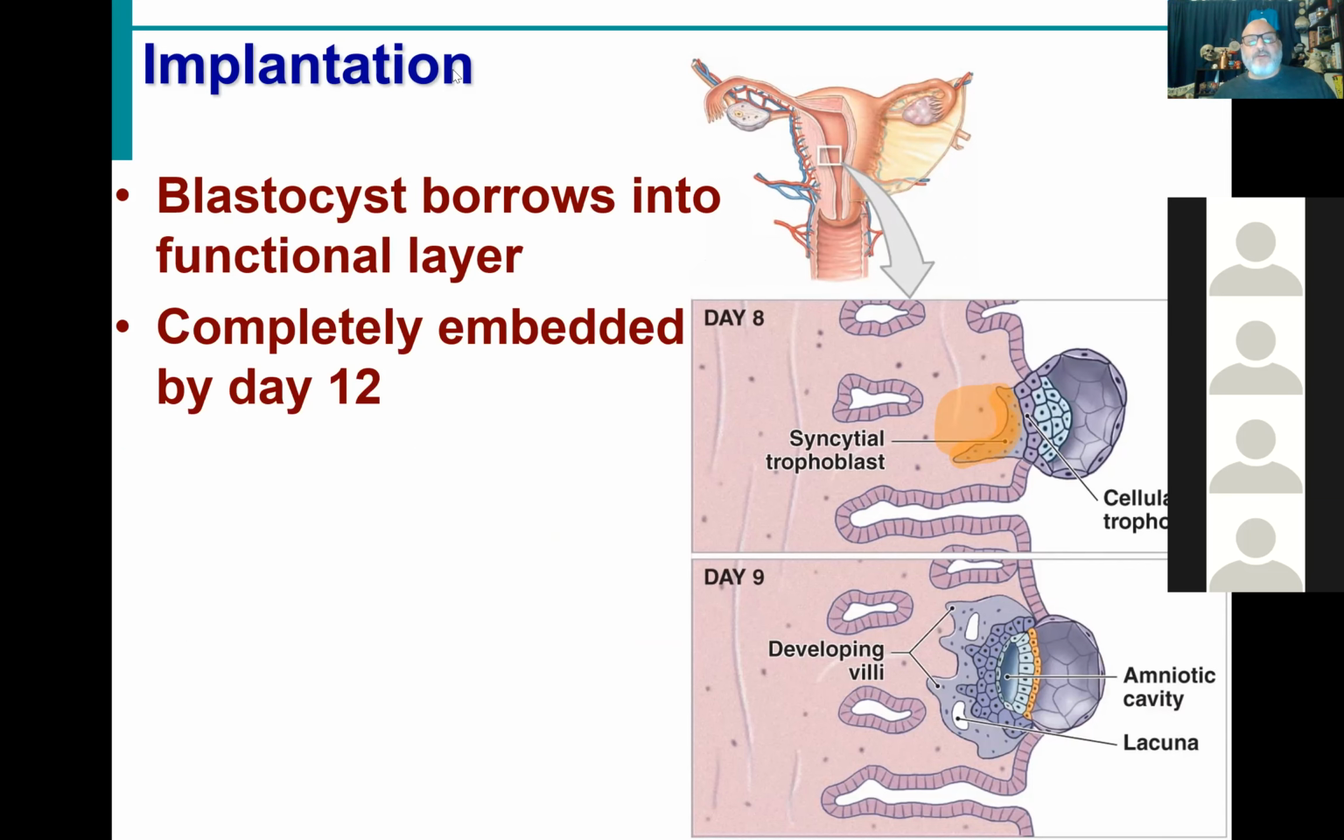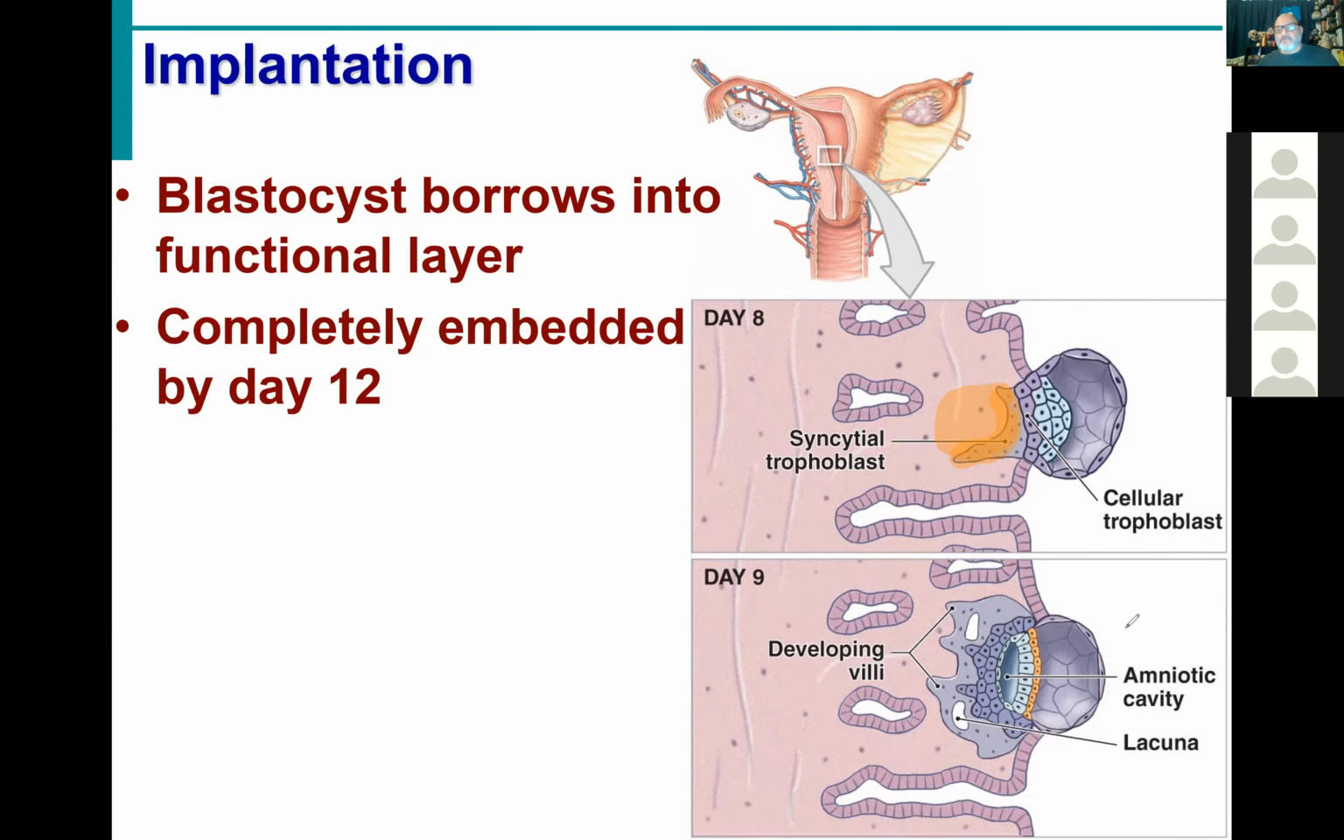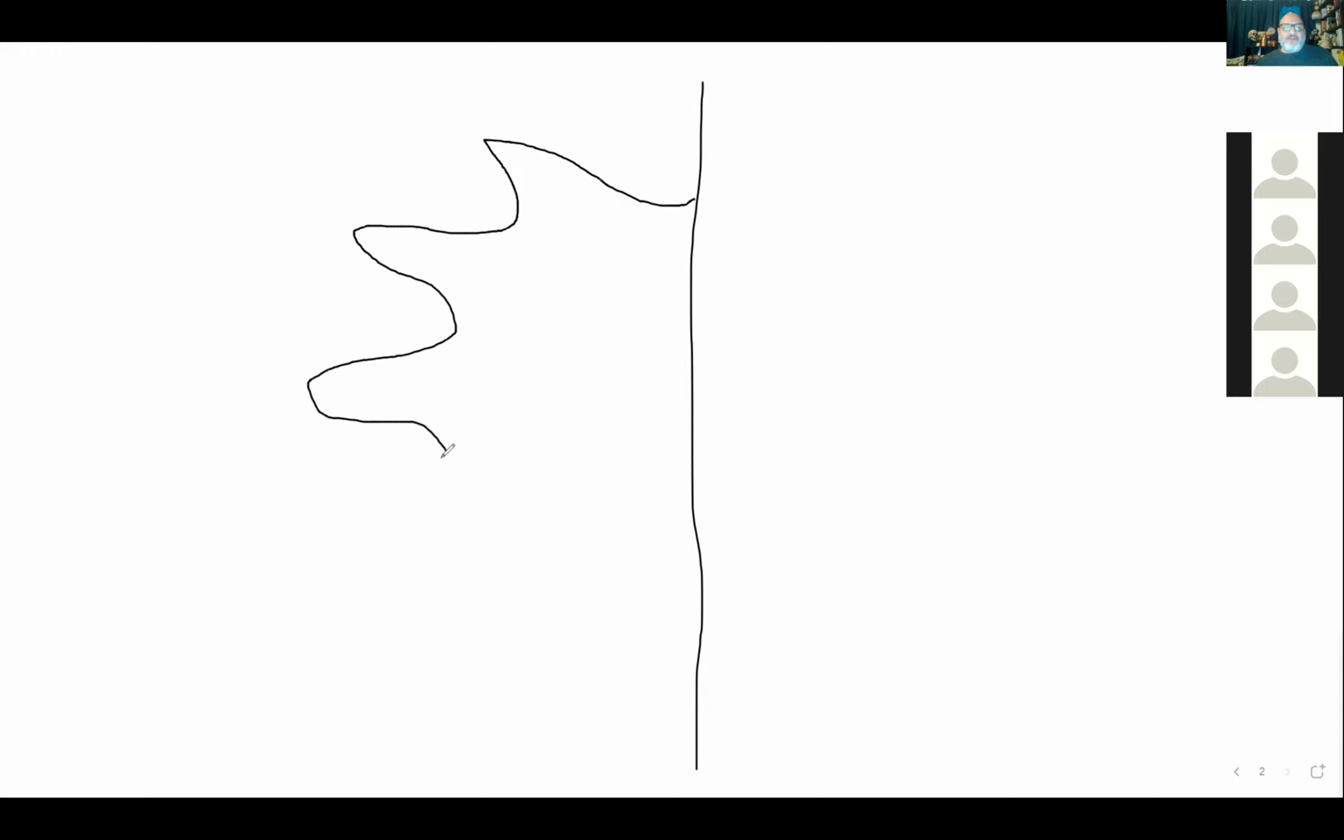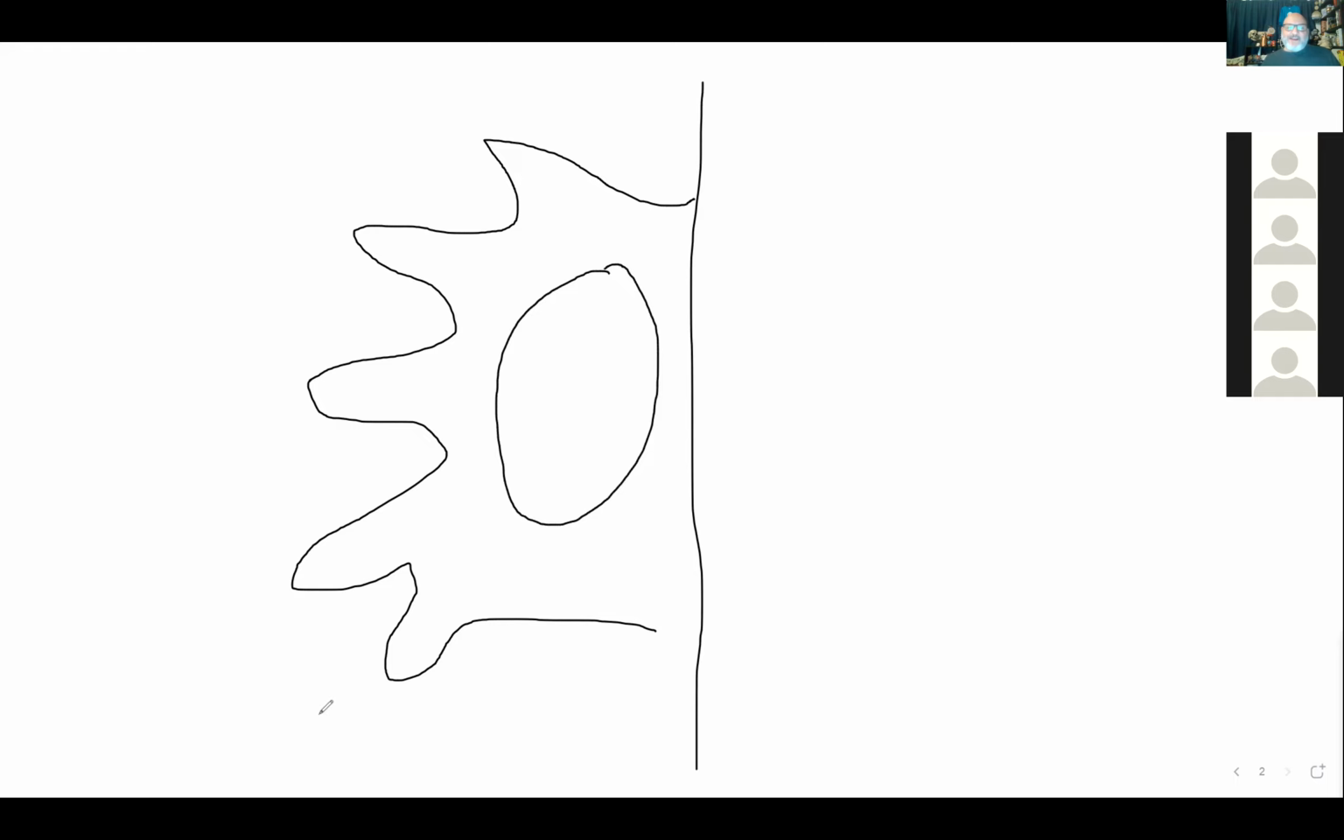Here, let's do this way. I'm going to draw this. So here's the functional layer. And as the syncytiotrophoblast is forming these extensions that are extending down into the functional layer, not only is it forming a cavity that the blastocyst can embed itself within the walls, but as I mentioned, it is also dissolving the functional tissue of the functional layer. And part of that is blood vessels.